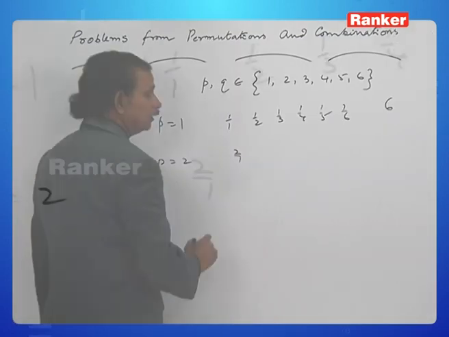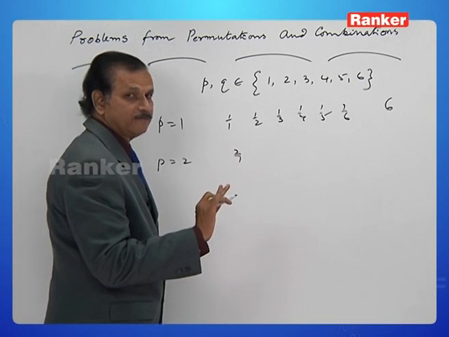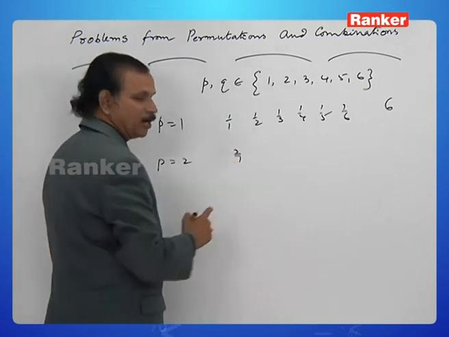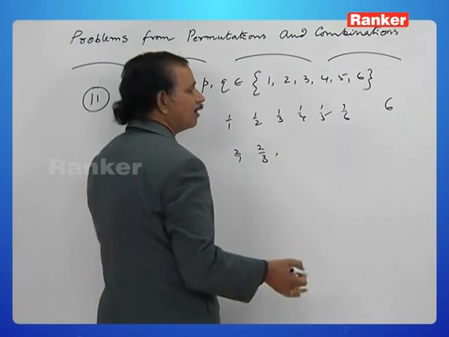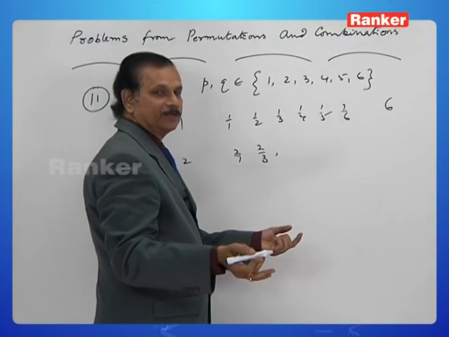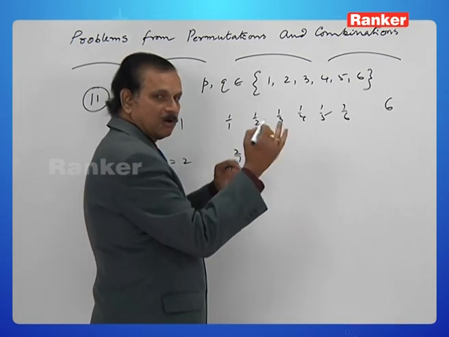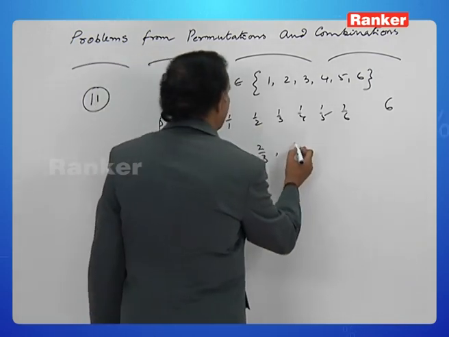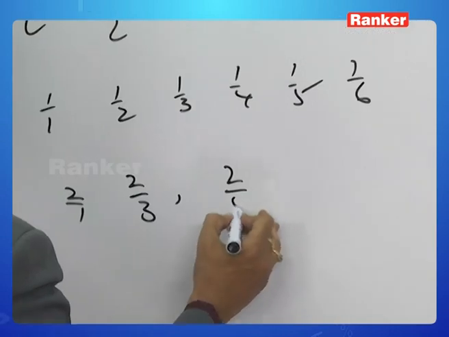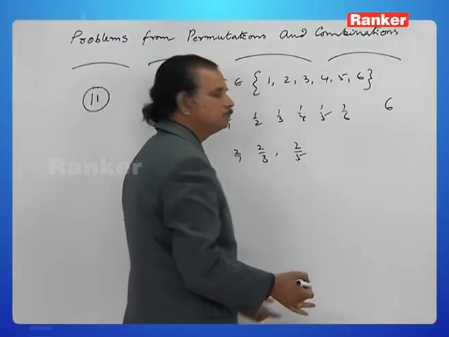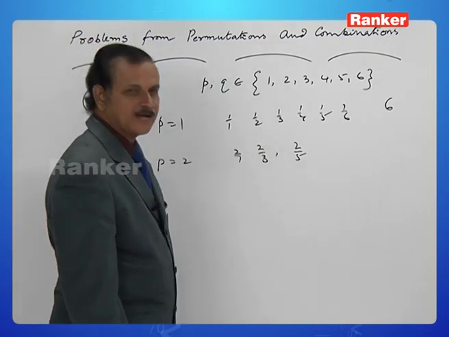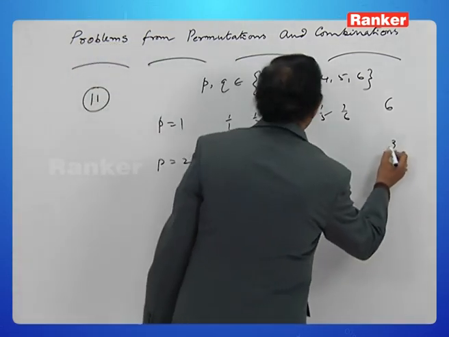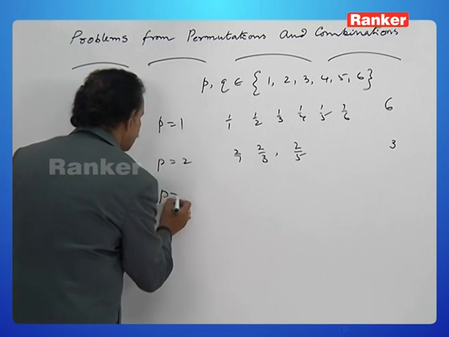Suppose P is equal to 2. 2 by 1. 2 by 2 does not occur, because 2 by 2 is 1, which has already been counted. 2 by 3. 2 by 4 does not occur, because 2 by 4 is half, which already exists. 2 by 5. 2 by 6 does not occur, because 2 by 6 is 1 by 3, which is already counted. How many are they in number? 3.